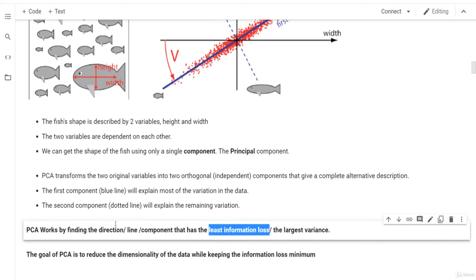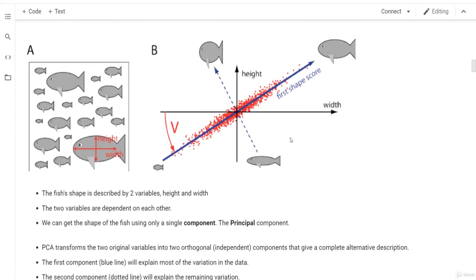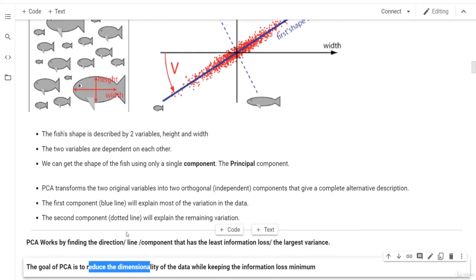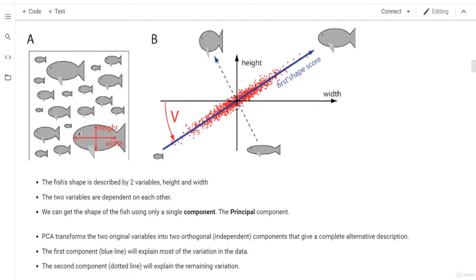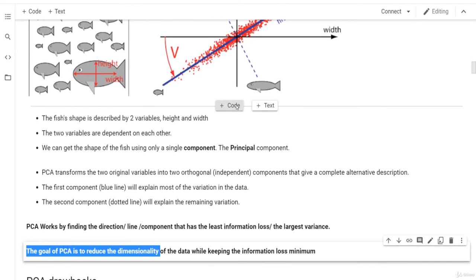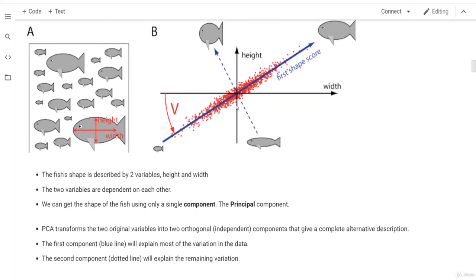So the goal of PCA is to reduce the dimensionality of the data. Here we went from 2 dimensions into 1 dimension. The goal of PCA is to reduce the dimensionality of the data while keeping the information loss minimum, because this is the objective. Let's say that this is a direction that we will choose, this is our new component, and the data will be like this. Of course, this is not representing the data because it has a very, very large information loss. So we want to minimize the information loss, and at the same time we want to reduce the dimensionality.